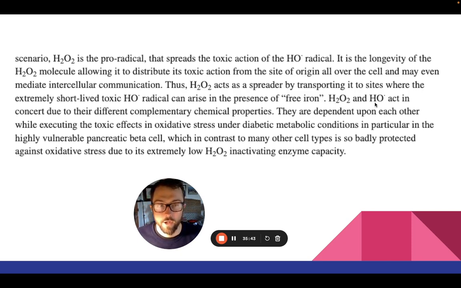So peroxide and the hydroxyl act in concert due to their different complementary chemical properties. They are dependent upon each other while executing the toxic effects in oxidative stress under diabetic metabolic conditions, in particular in the highly vulnerable pancreatic beta cell, because we talked about how high energy it is, how high waste it is, and how high iron it is. And because of those things, it does not have the typical regulatory proteins in place to neutralize all of this ROS.